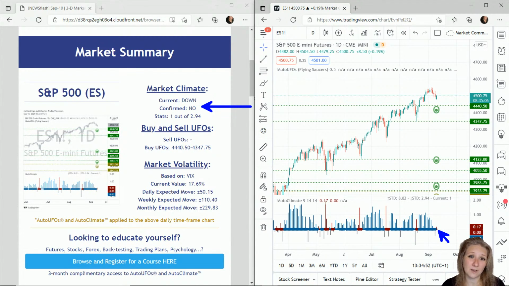Also, climate tells us with thin dots, not enough probability either way. So we wouldn't expect the market to go up or down. Not enough probability either way. We don't know what's going to happen. So we keep away from it.